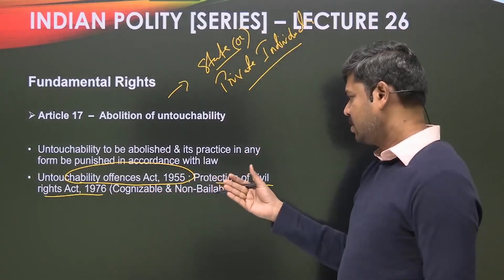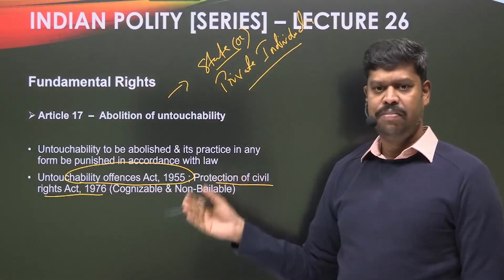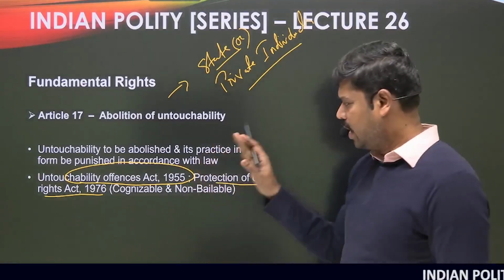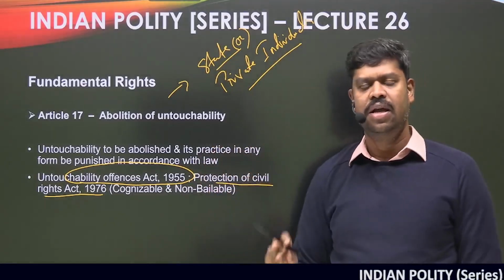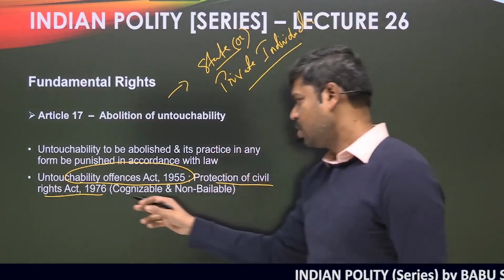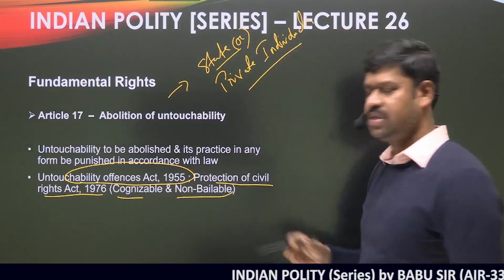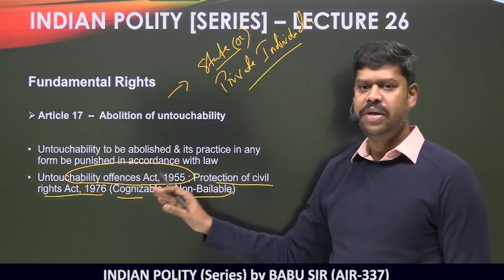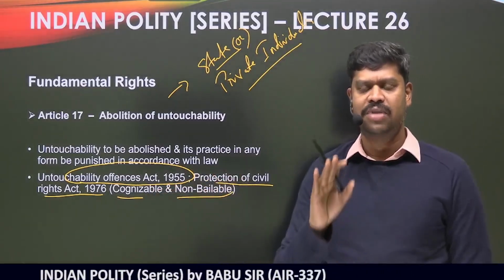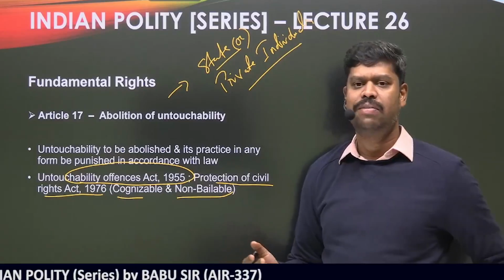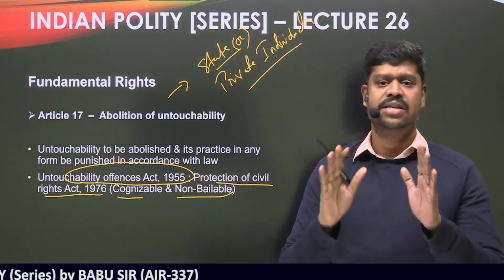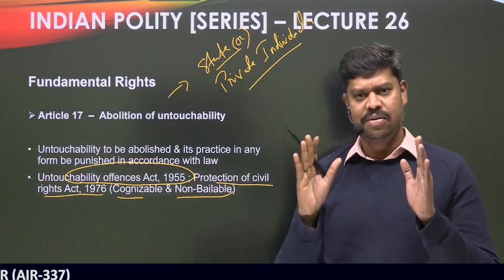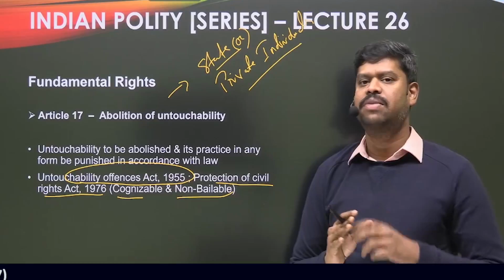So today, this Protection of Civil Rights Act prescribes a punishment for the practice of untouchability, and as per this Act, the practice of untouchability is both a cognizable and a non-bailable offence. I am sure that some of you might understand the meaning of cognizable and non-bailable offence. The combination of cognizable and non-bailable makes it a very serious offence. So the practice of untouchability is not a simple offence, it's a serious offence because it's a cognizable offence.